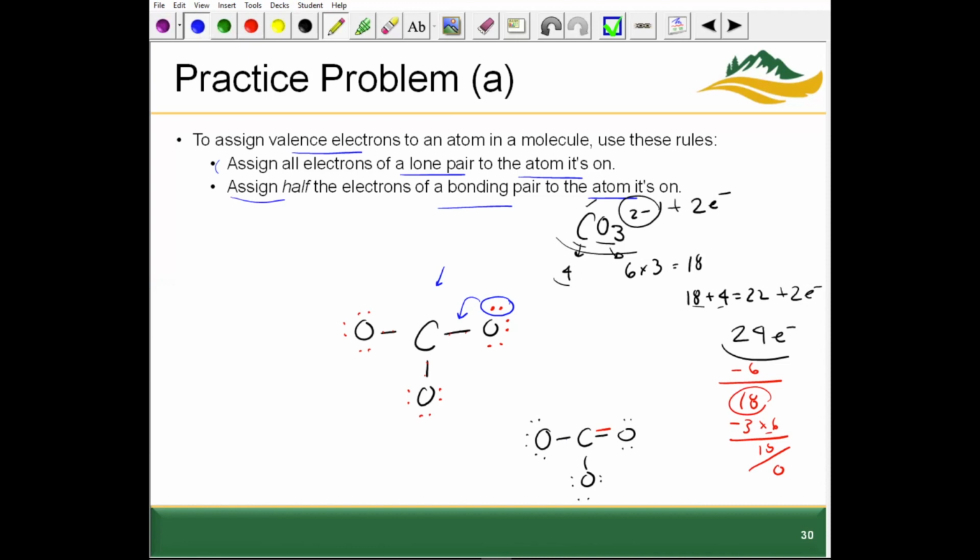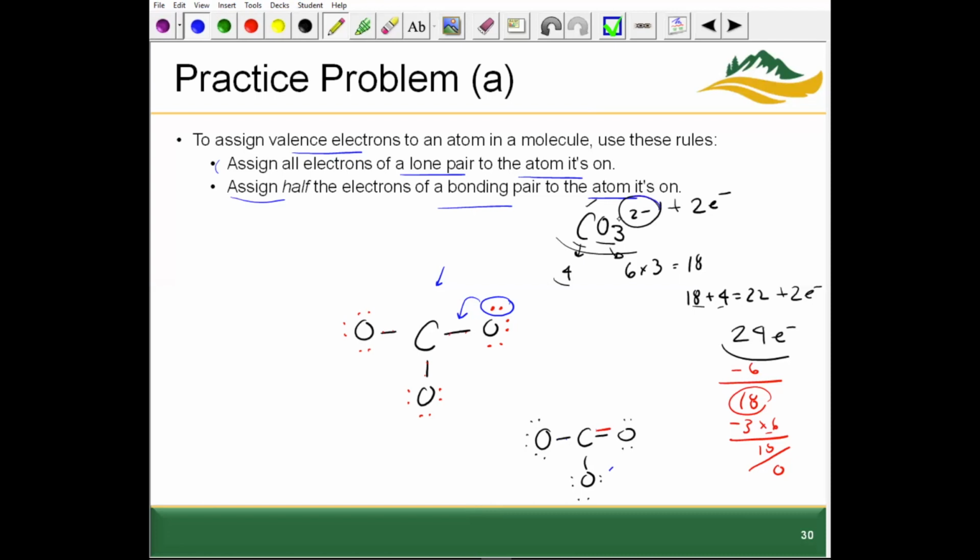So 1, 2, 3, 4, 5, 6, 7, 8. That central carbon is good. 1, 2, 3, 4, 5, 6, 7, 8. This oxygen is good. Then for these, they're the same. 1, 2, 3, 4, 5, 6, 7, 8. This one's good, so this one is good as well.